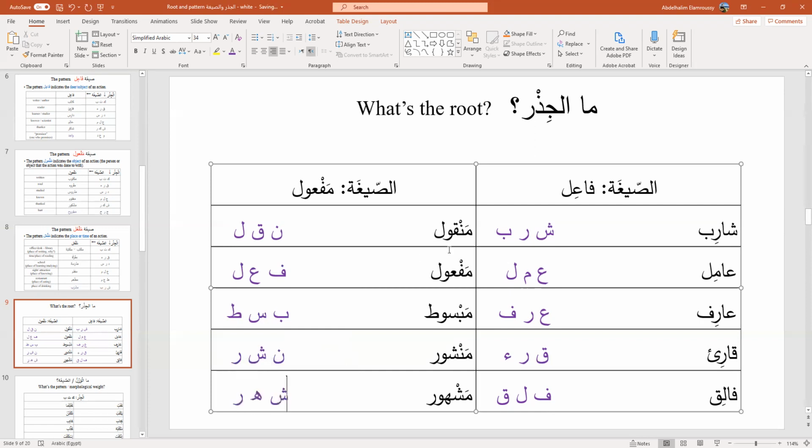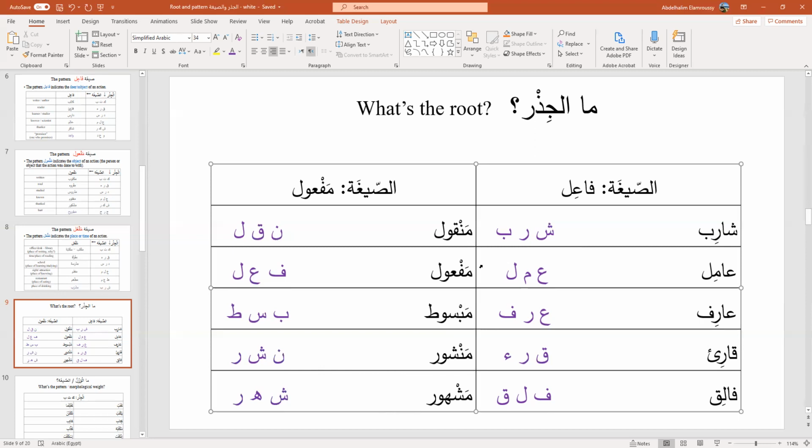ممتاز. So منقول means something that is transported or moved. مفعول is something that is done. مبسوط is something that is flattened, and it can apply to a person who's happy as well, because Arabs refer to happy as with the flat mouth. So manshur is something that is published, or it has other indications as well. Mashhur is someone who is famous, someone who is well known.